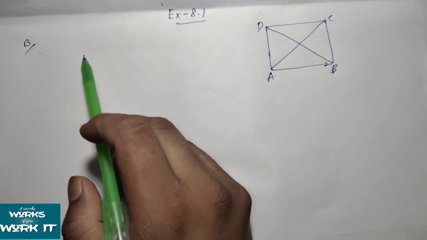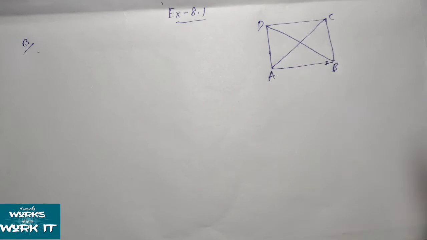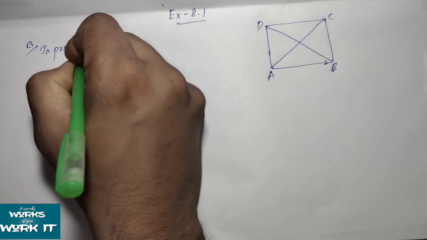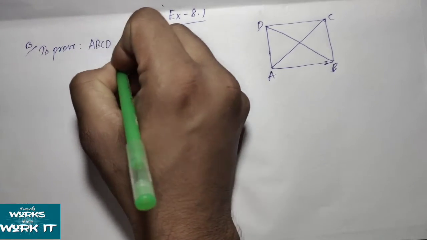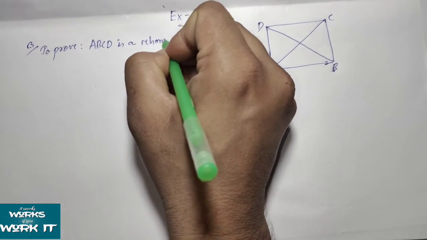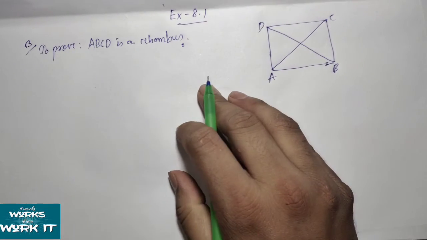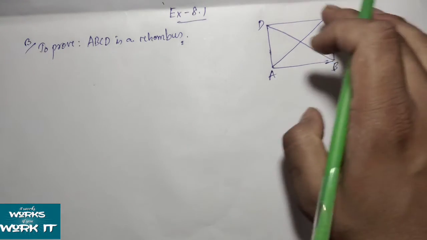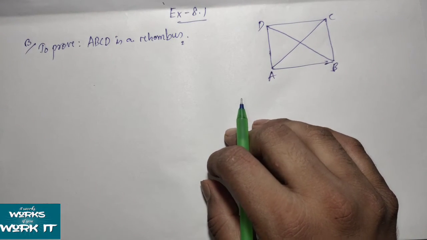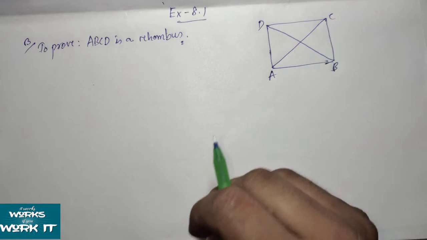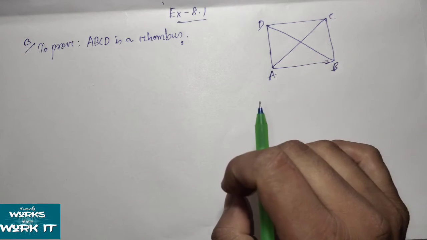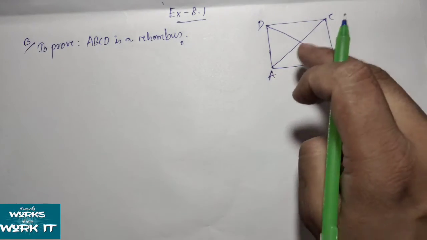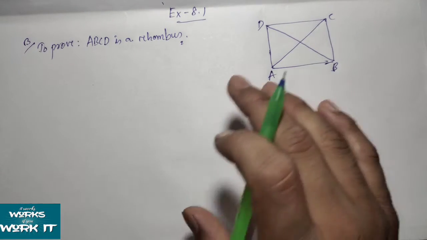Now students, we will be doing question number 3 of exercise 8.1. So here is the diagram. The question is asking us to prove ABCD is a rhombus. If you remember the property of a rhombus, all the four sides of a rhombus are equal. Many more properties use the diagonals, but the basic thing for a rhombus is to show that all the sides are equal. Once we show all the sides are equal, we can directly write ABCD is a rhombus.